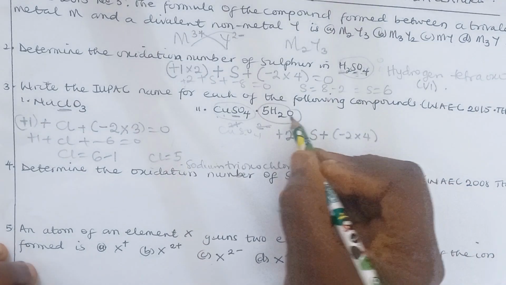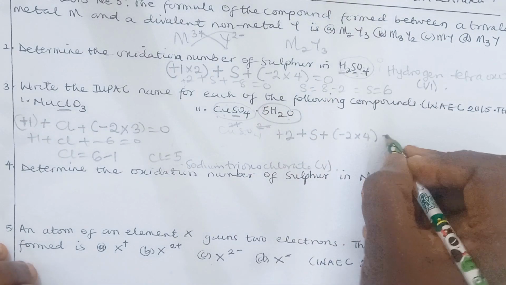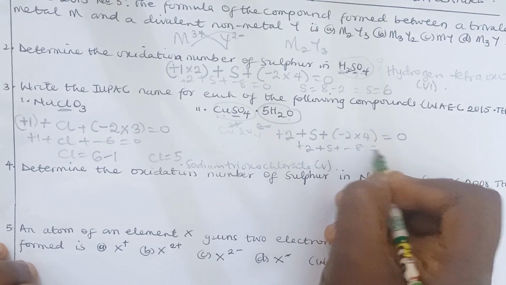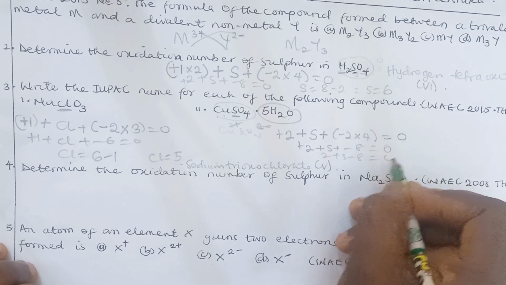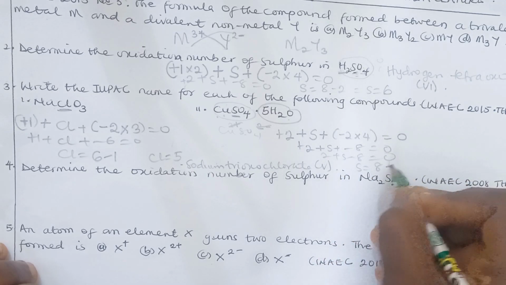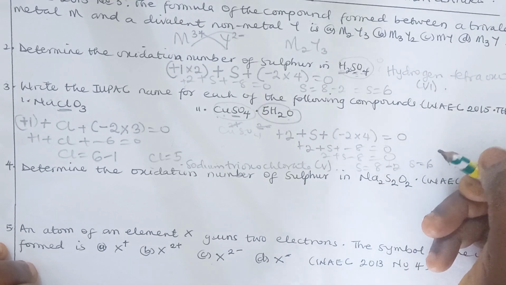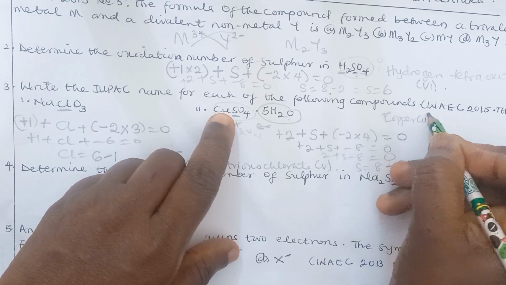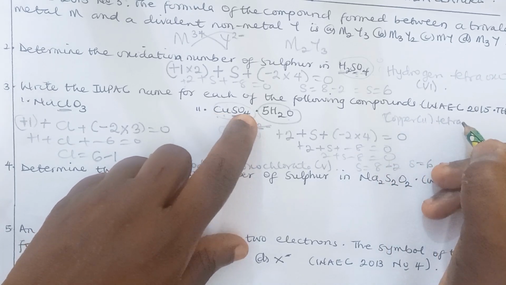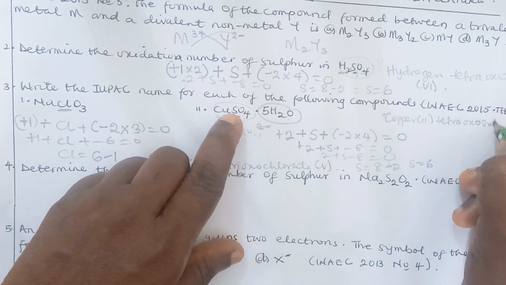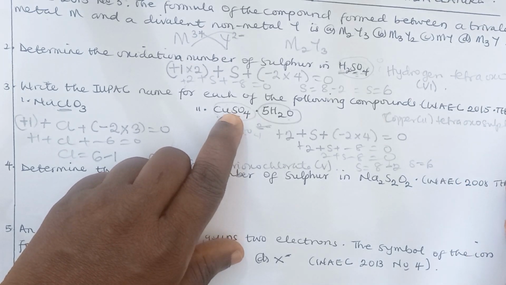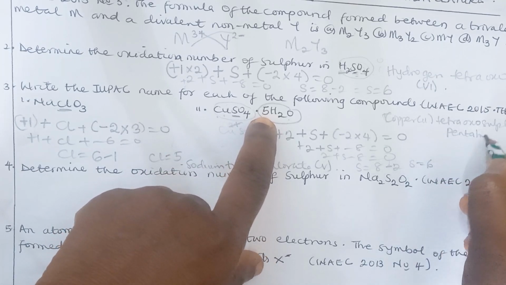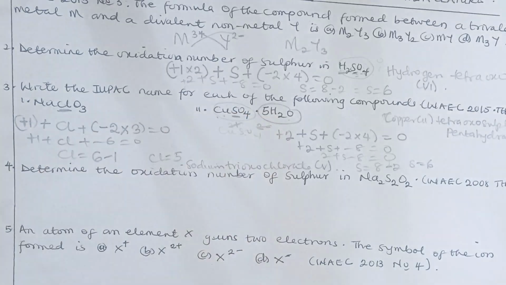Now leave this 5H2O aside. We don't need to calculate its oxidation number. After working this out, we have 2 plus sulfur plus -8 equals 0. That's 2 plus sulfur minus 8 equals 0. Sulfur equals +8 minus 2, so sulfur is 6. From here now we have the name as copper(II) tetraoxosulfate(VI). Penta is 5, and water is hydrate. So that is the full name of the compound.